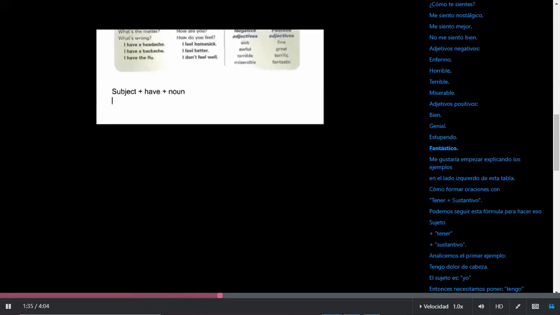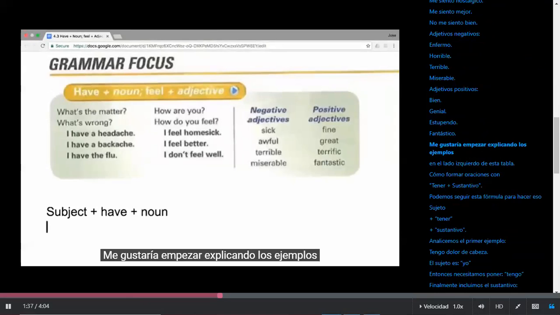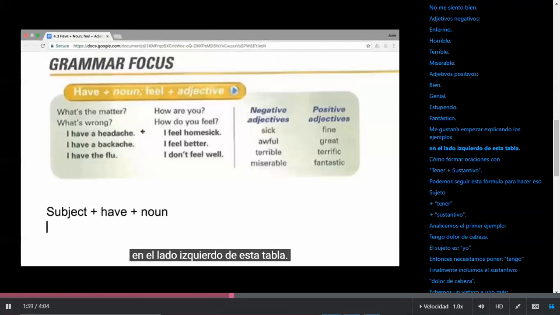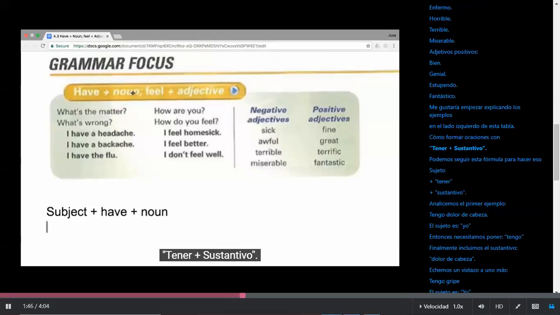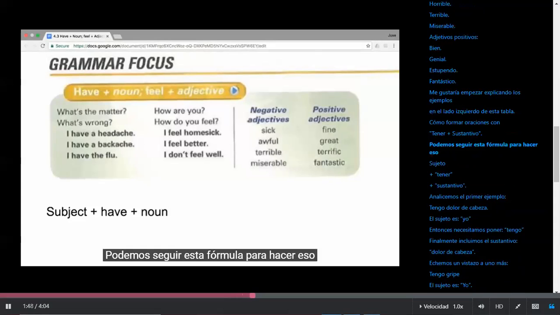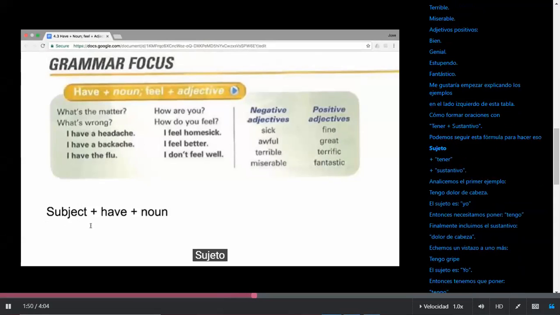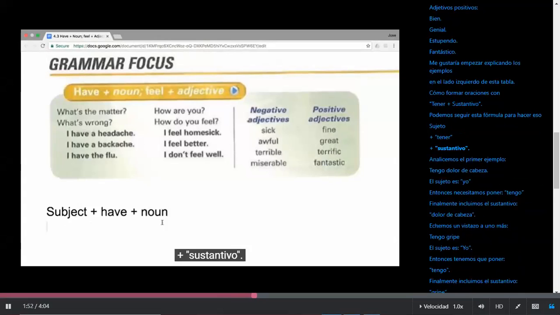I would like to start by explaining the examples on the left-hand side of this chart. How to form statements with have plus noun. We can follow this formula to do that. Subject plus have plus noun.